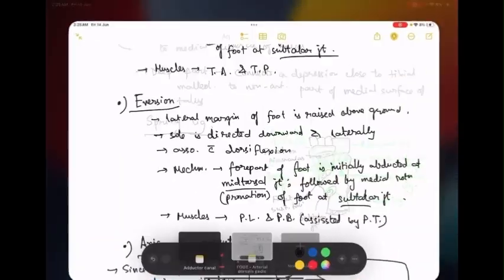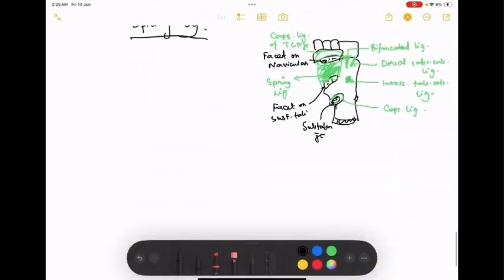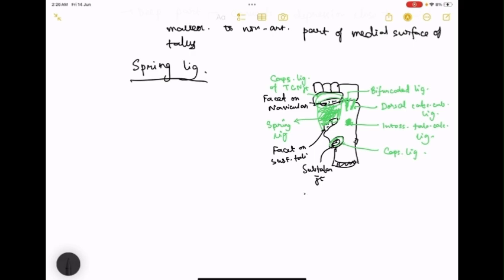Sorry, my bad. Yes. Second is the spring ligament. Yes. There we have it.